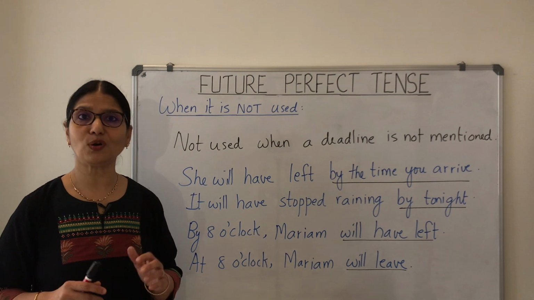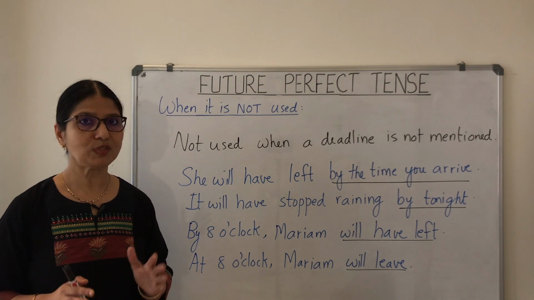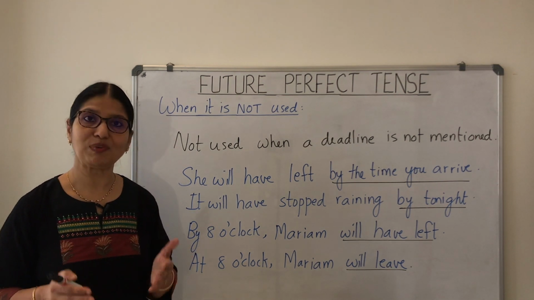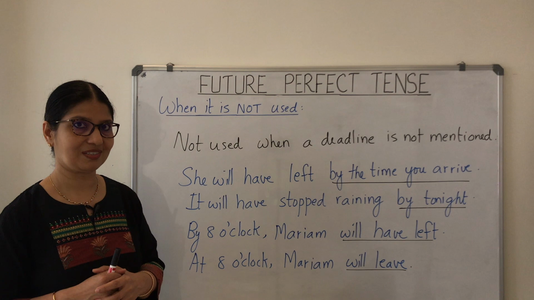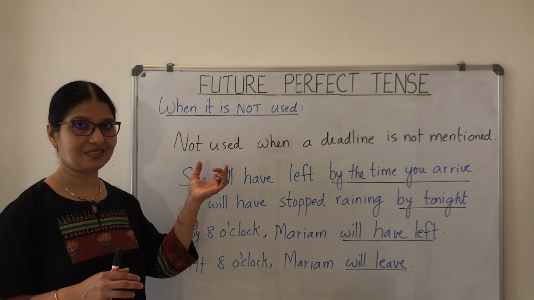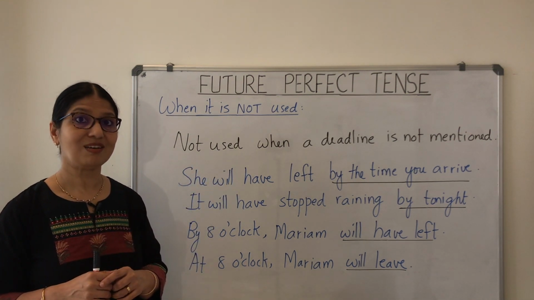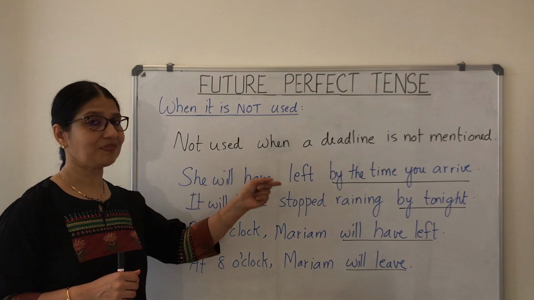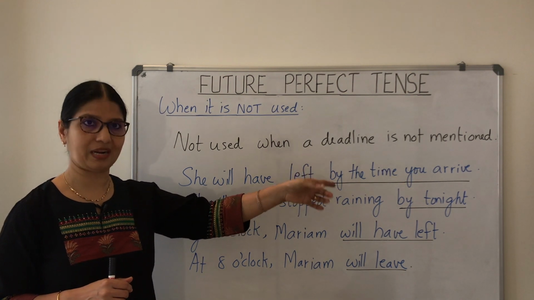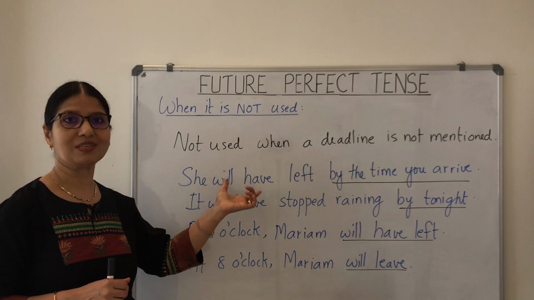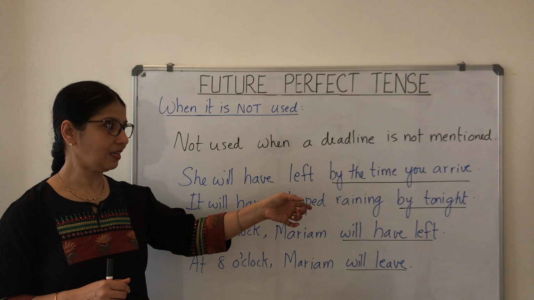Now let's discuss when not to use the future perfect tense. By now, you already know that the future perfect tense is used to talk about actions that will be completed before another action or another point in time in the future. That means when using this tense, the action that we are using this tense for must have a deadline. For example, she will have left by the time you arrive. So here you have a time expression, by the time you arrive, that shows that we can use the future perfect tense here. In another example, it will have stopped raining by tonight.